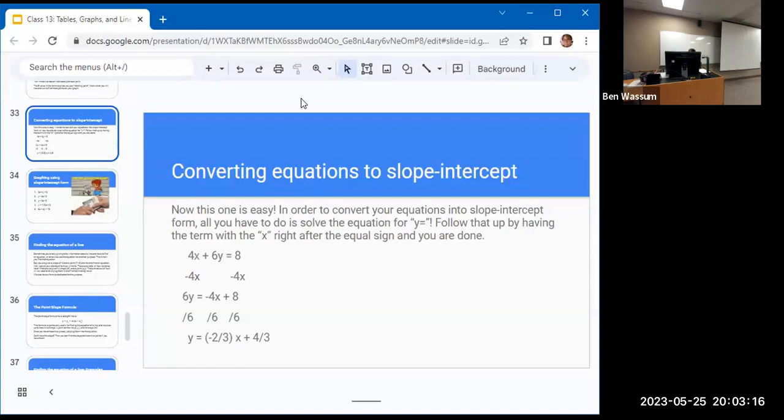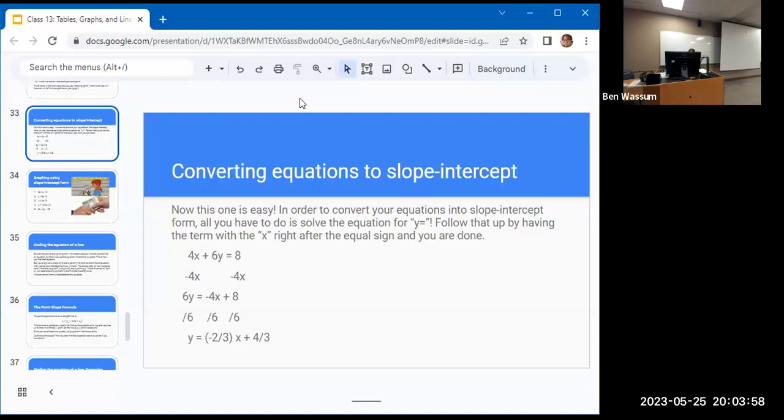For instance, here, you have 4x plus 6y is equal to 8. The idea is that you're going to want to solve for y. If we're solving for y, then you're going to get rid of the 4x term, so you subtract the 4x from both sides. And since in the original formula, y equals mx plus b, the term with the x comes first, that's why on the next line we have 6y is equal to negative 4x plus 8. Put that x term first, so it fits that formula.